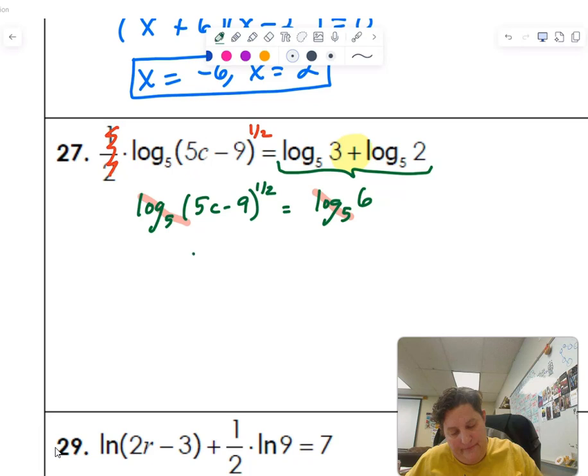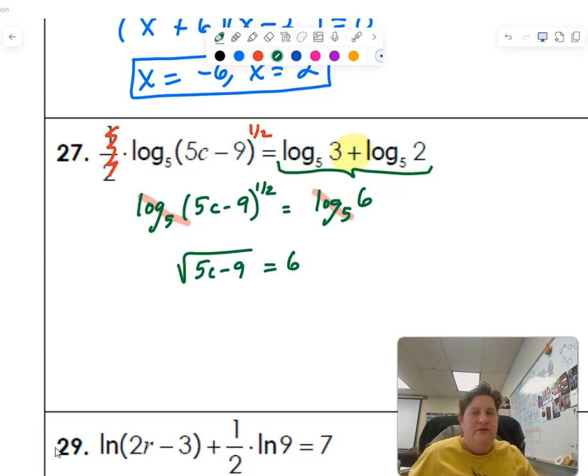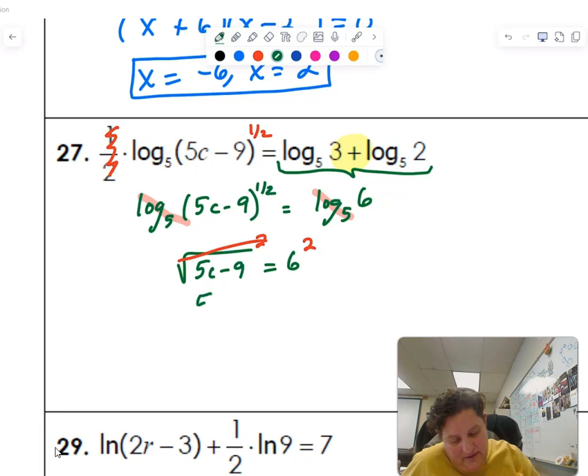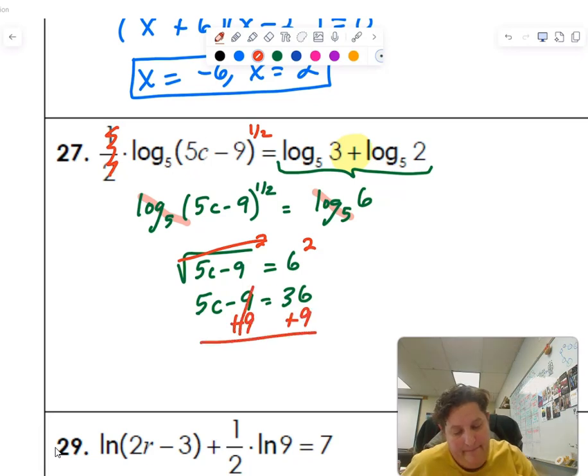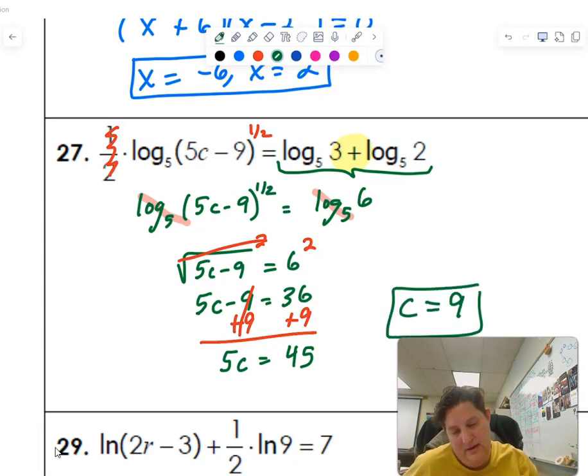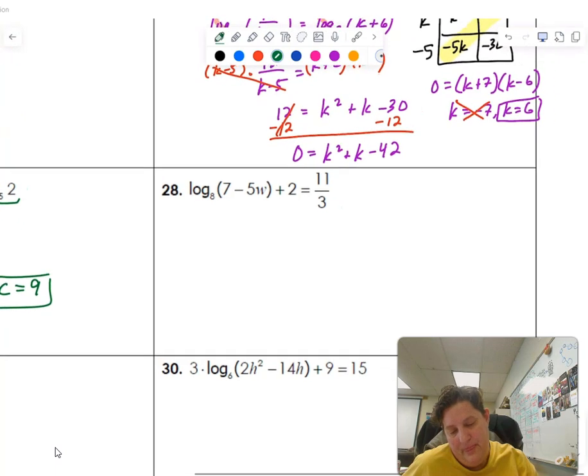Okay, now, I can get rid of the log base 5s on both sides. So I have 5c minus 9 to the 1/2. Really, to the 1/2 means square root, so let me just put that on there. Equals 6. Now, I'm going to square both sides. All right, I get 5c minus 9 equals 36. That's what 6 squared is. I'm going to add the 9 over. I get 5c equals 45. And when I divide by 5, c is 9. And that makes everything positive, so we're good.